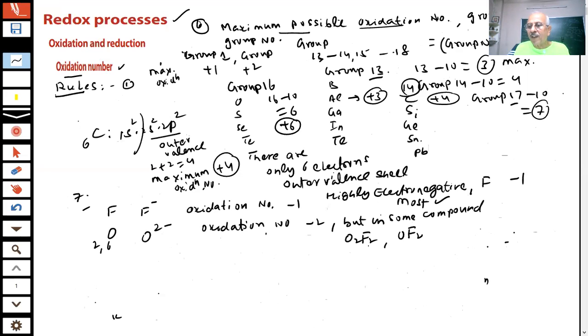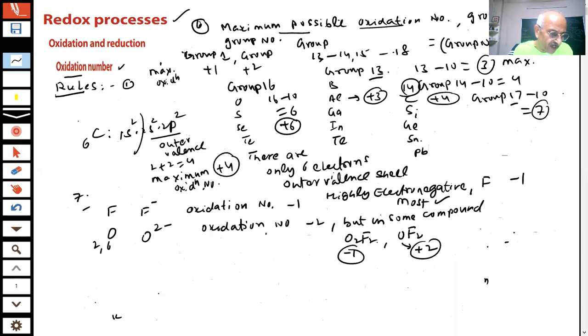Fluorine is more electronegative than oxygen. Here oxygen will become positive. So in this case, oxygen is +2, student. In this case, oxygen is -1 oxidation number. Got it?